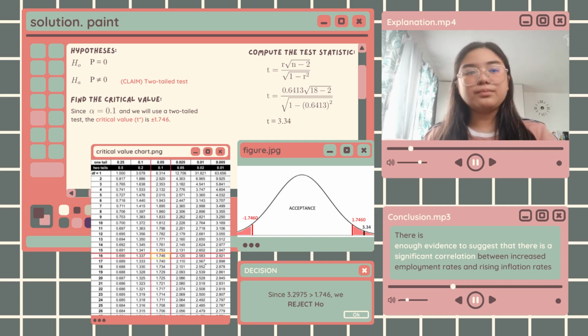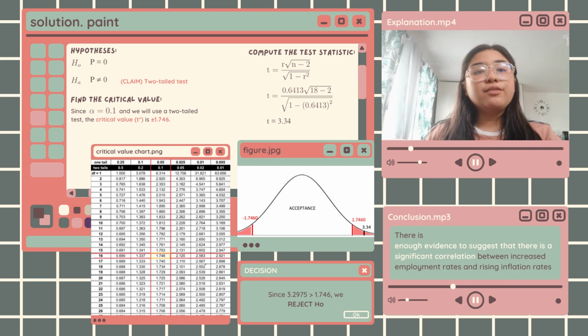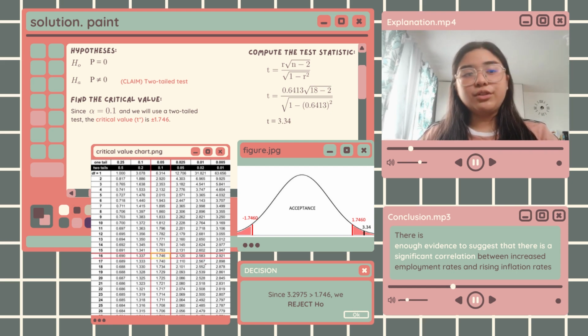For the fourth step, we are now going to compute the test statistic following the formula t is equal to r multiplied by the square root of n-2 all over the square root of 1 minus r squared. Substituting our given values to the formula, we will get 0.6413 multiplied by the square root of 18-2 all over the square root of 1 minus 0.6413 squared, which will give us t is equal to 3.34.